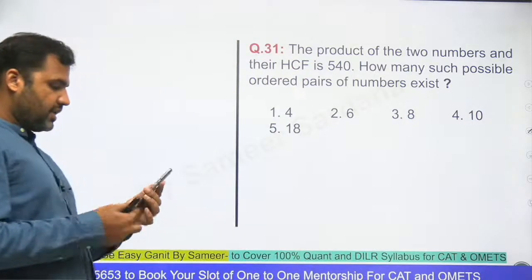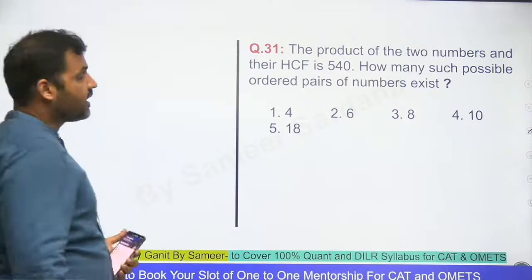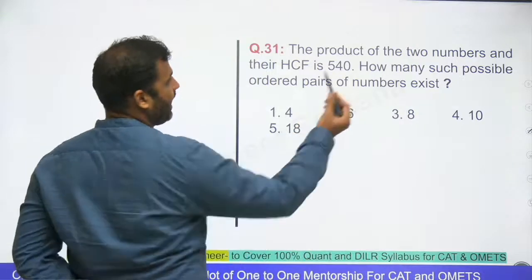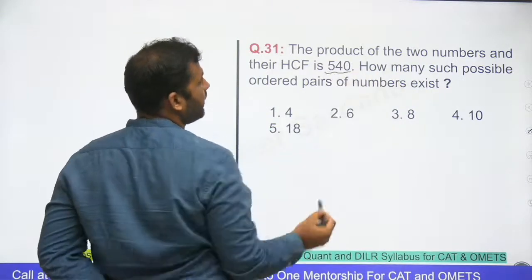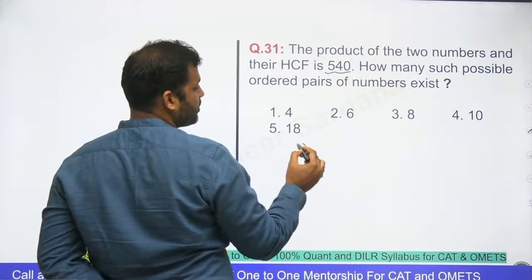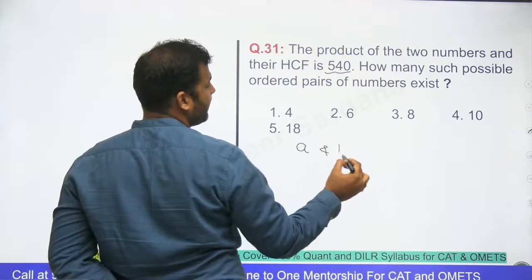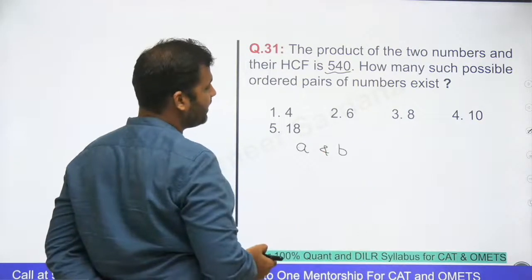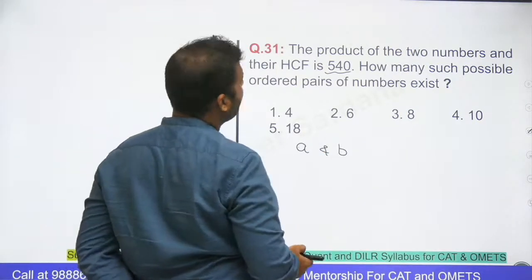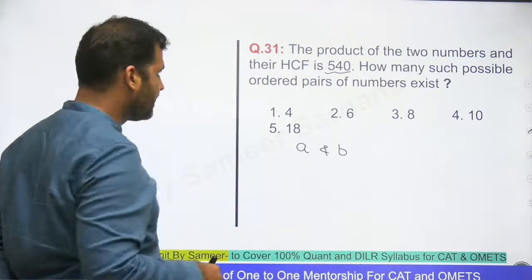What's the answer to the next question, guys? Next question का आंसर क्या आएगा? The product of two number and their HCF is 540. दो numbers हैं बच्चों A and B, right? You have two numbers A and B. The product of two numbers and their HCF is 540, guys.